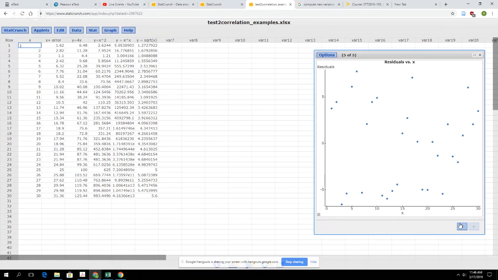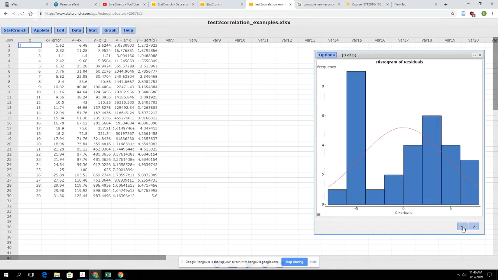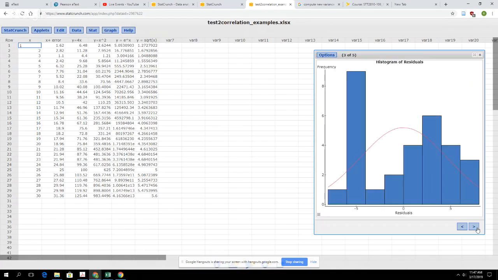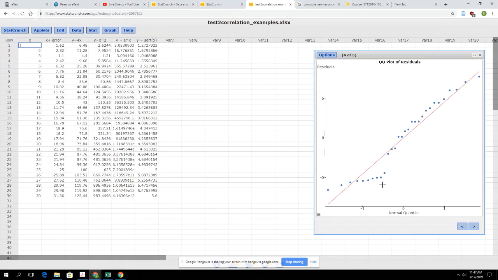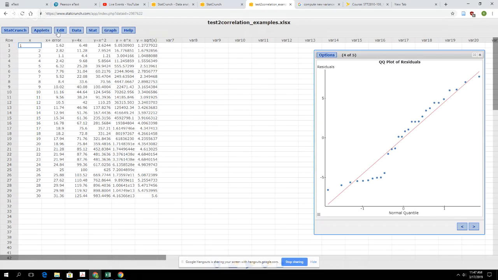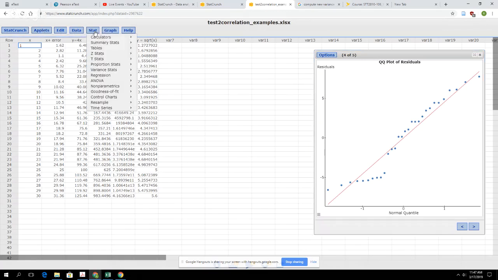Let's compare this. So let's look back through. There's our histogram of residuals. There's our fitted line. Looks very good. You know, there's some streakiness here, but it's not huge, right? Let's look at something that really does have a non-linear aspect to it.